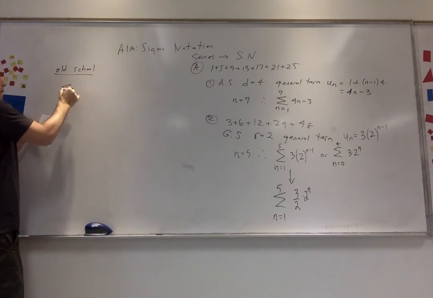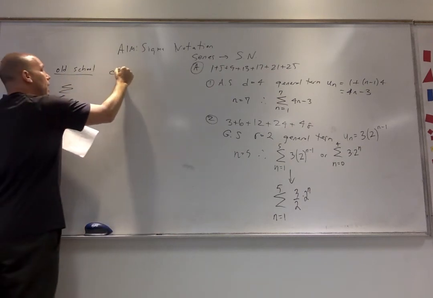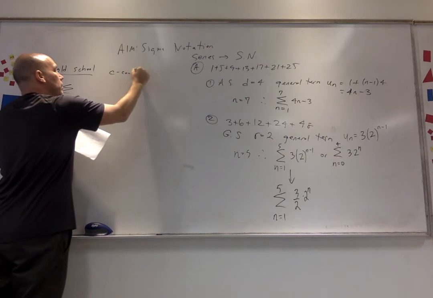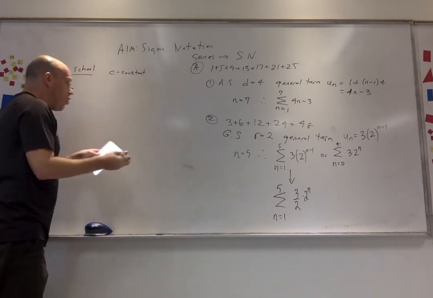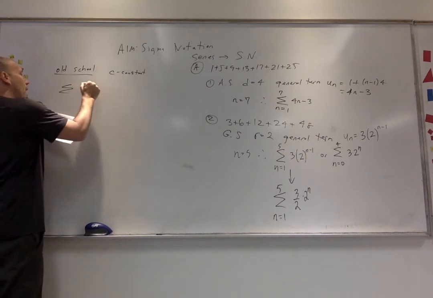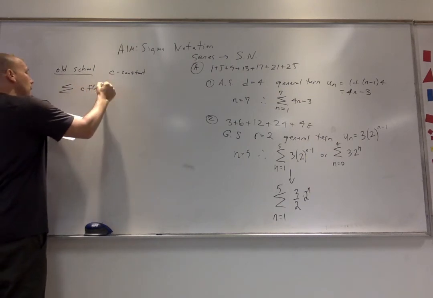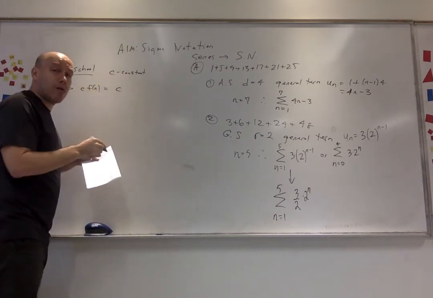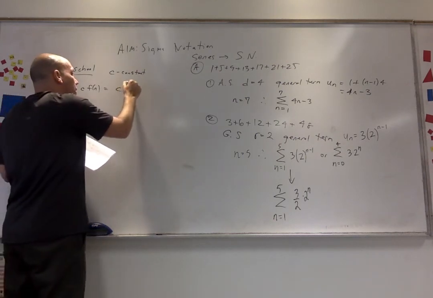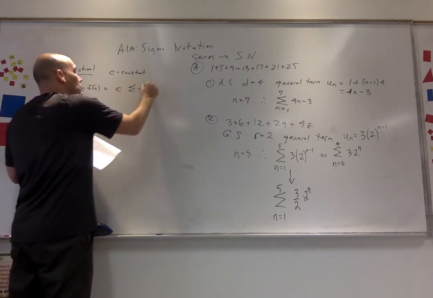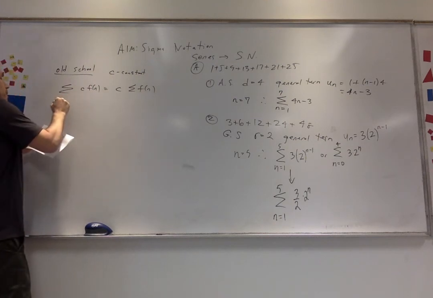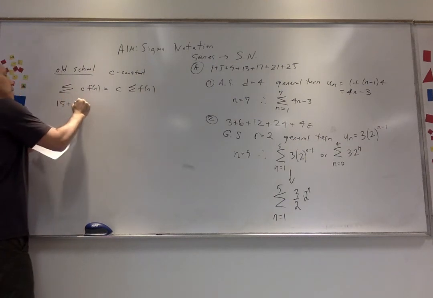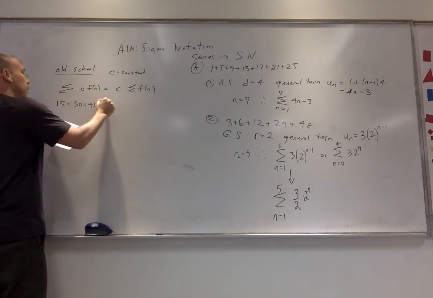So, sigma notation, let's let C be a constant, like 2, 8, 1,000. So, the summation of a constant times the general rule is equal to, I can pull the C out, like the distributive property, or factoring. Also, let's take a look at that. So for example, if I say 15 plus 30 plus 45 plus 60.